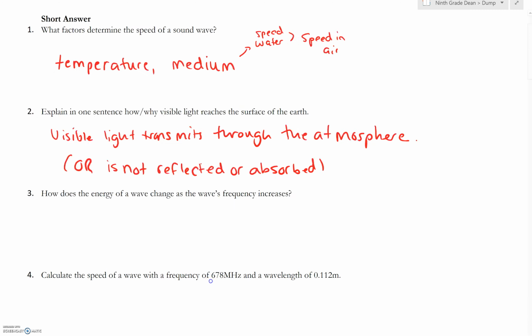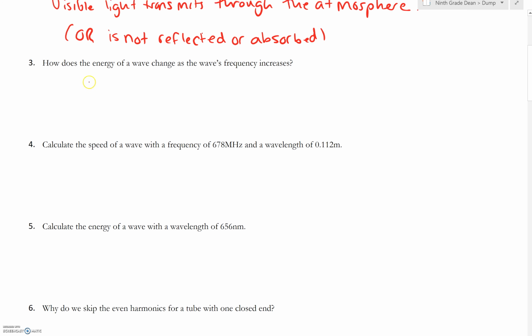So how does the energy of a wave change as the wave's frequency increases? Okay, so energy is equal to h times the frequency, or h bar c over the wavelength, okay? So if I increase the frequency, and h bar is a constant, then the energy also has to increase. So the answer was just that it increases. And you did not have to write out the formulas I did.